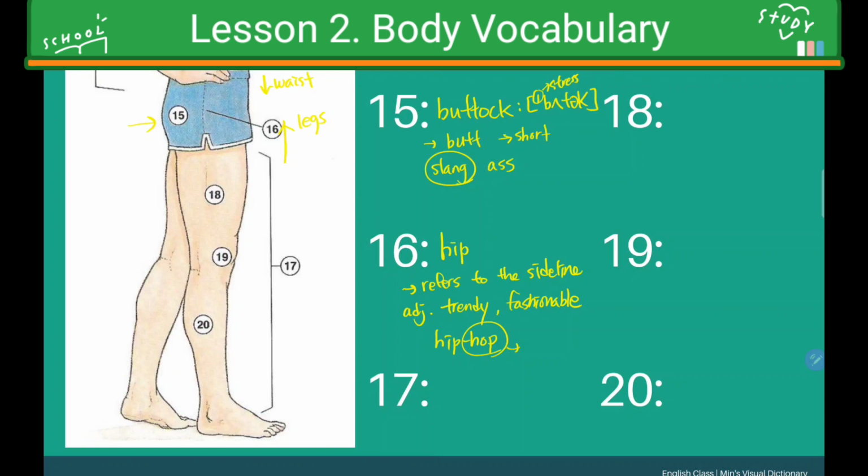And number 17 is the entire section right there, and we call that leg. Leg. And there's a very interesting idiom called arm and leg. Arm and leg. That means cost a lot. For example, you can say, this car cost arm and leg.